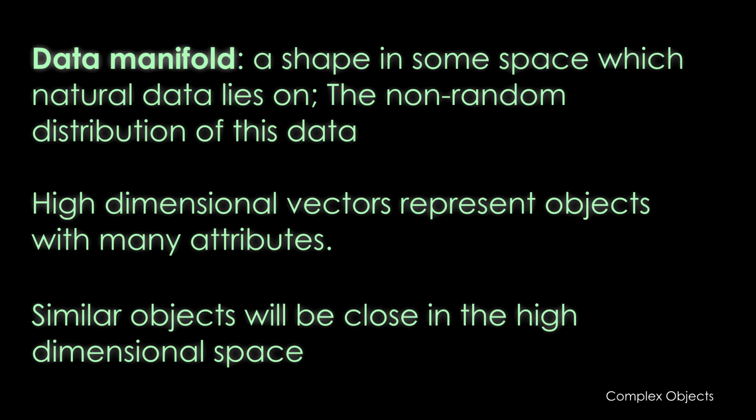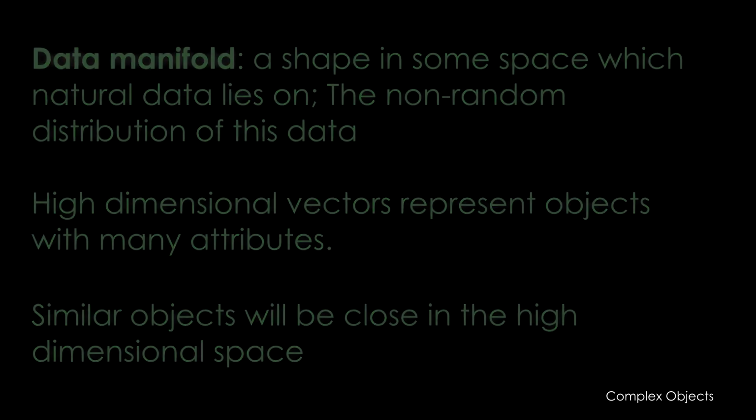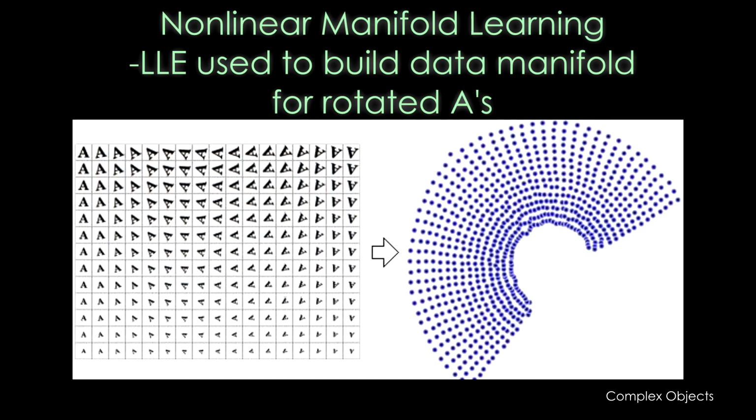Okay, so we know that these 100-dimensional histogram vectors are going to lie on some kind of manifold in the 100-dimensional space, which we can't see. One of the goals of dimensionality reduction, and in particular the area called nonlinear manifold learning, is to extract that manifold structure in such a way that we can view it in a lower dimensional space.